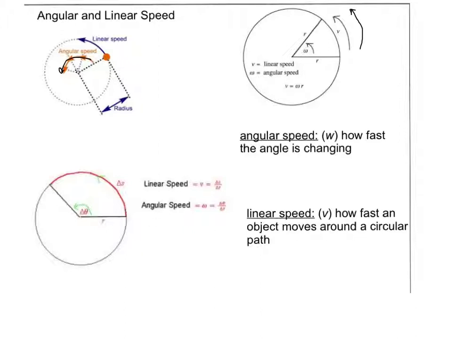And this one down here is just another way of saying that this is the change in S. This is the Greek letter delta. So the change in S and the change in theta. And so linear speed is usually referred to with a V. Angular speed is with a W, usually italicized. They look italicized.